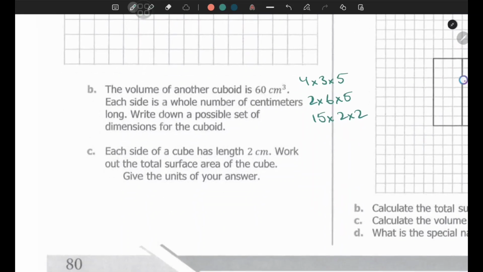Each side of a cube has length 2 centimeters. Work out the total surface area of the cube. Simple question. You've got 6 faces. Each face is 2 times 2, which gives you 6 into 4, which gives us 24 centimeters squared.